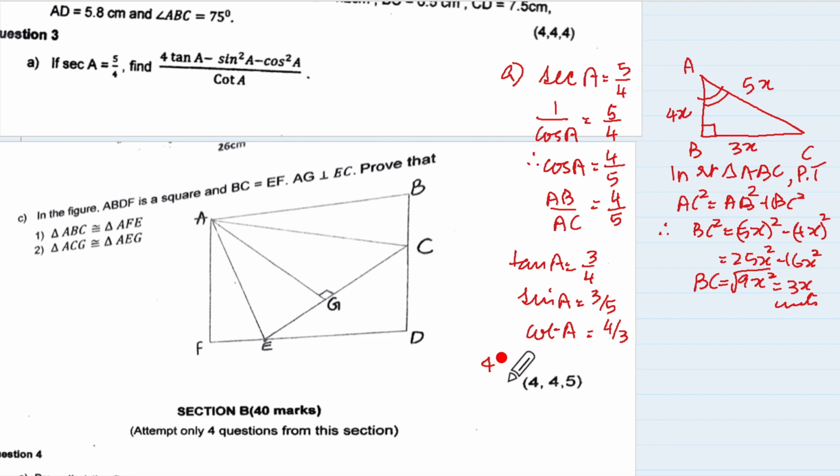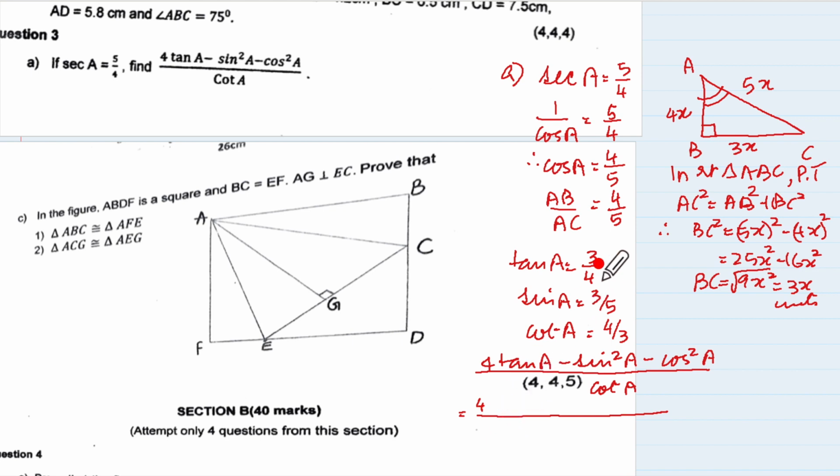We will say (4 tan A minus sin²A minus cos²A), the whole thing upon cot A, will be equal to... make sure that you draw this numerator denominator line. Now 4 into tan means, can you see this? So 3 upon 4 minus sin² means, can I write 9 upon 25? Yes, I can. Minus cos². Where is cos²? It is (4 upon 3) whole square.